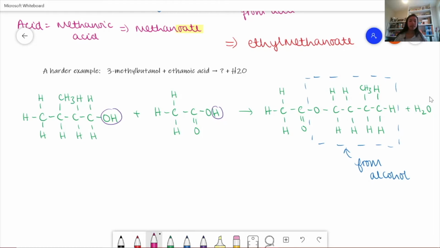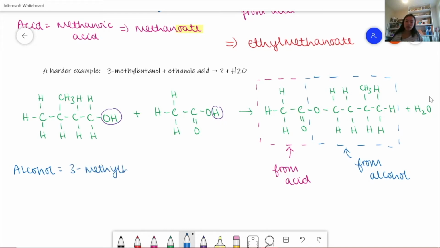And then we have this section here. This comes from the acid. And so what we have is that the alcohol is 3-methyl butanol. And so what we get is 3-methyl butyl, because again we're using the suffix of -yl. And then for the acid, we have ethanoic acid.